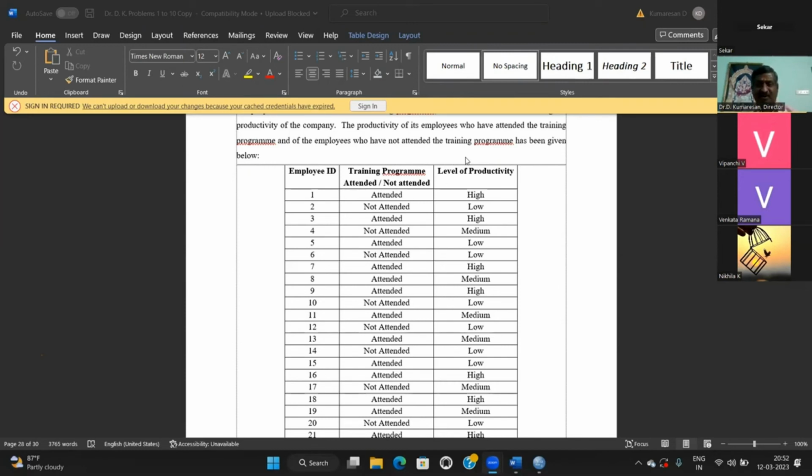See, you are telling about the dependent variable. What about the independent variable? How do you categorize them? You are categorizing them based on cities. 5 different cities. Okay. So it is not dichotomous, like attended, not attended.